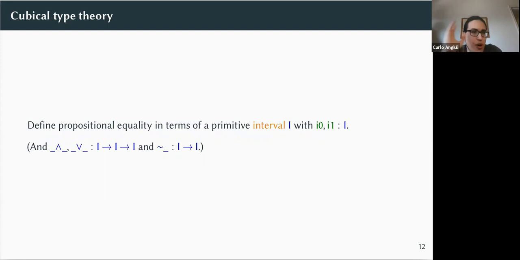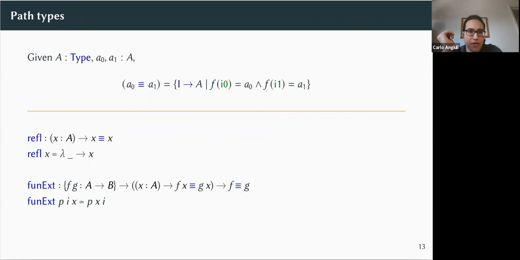So the core idea of cubical type theory is that we define the propositional equality connective in terms of a primitive interval. So we add this interval I. It has two elements, i0 and i1, that represent the endpoints of the interval. Now in Cubical Agda, you also get meet, join and involution on the interval, but we don't need that in this talk. And using the interval, we have these path types. The type of paths, or equalities, between a0 and a1 in the type A, you can really think of them exactly as functions from I to A, such that on i0 they're equal to a0, and on i1 they're equal to a1.